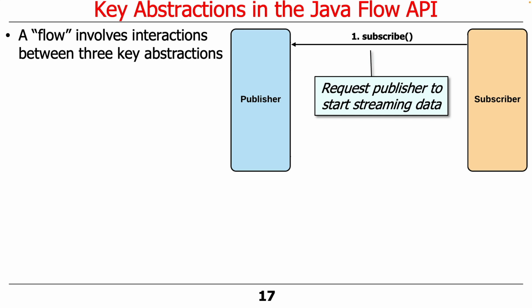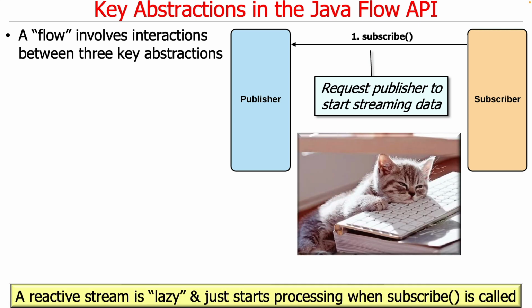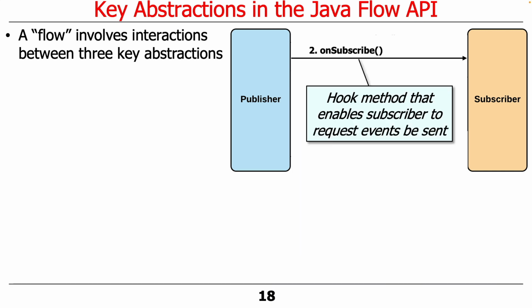A flow involves interactions between these 3 key abstractions. The way it works is the subscriber starts by subscribing to a publisher, which says, I'd like you to please send me data. However, very much like Java streams, everything is lazy. Nothing actually happens. No processing occurs whatsoever until a subscribe call is invoked. We'll talk more about that. It's a little mysterious at first, but it makes sense once you see examples.